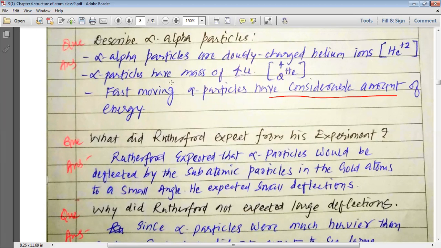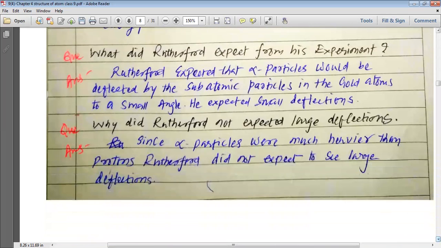So we should understand the alpha particle with these 3 points. First, alpha particles are doubly charged helium ions, or helium nuclei. Second, alpha particles have a mass of 4u, or 4 unified atomic mass units. And then, fast moving alpha particles have a considerable amount of energy. They possess some energy.